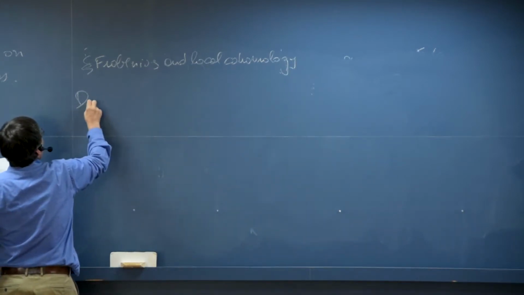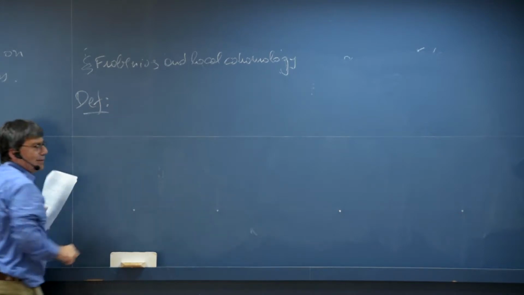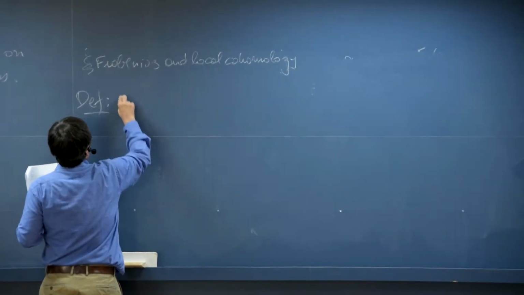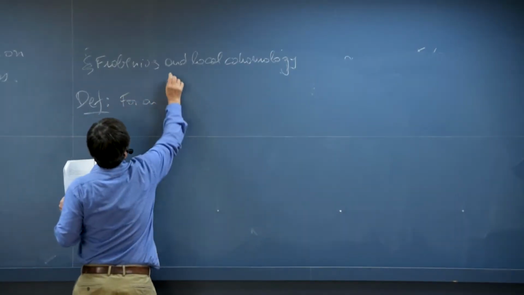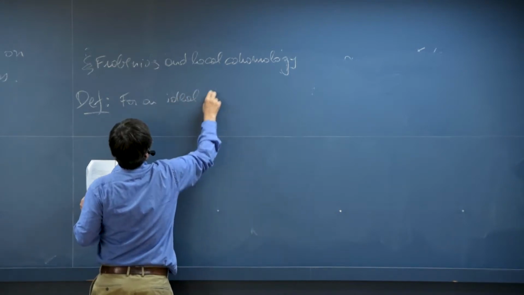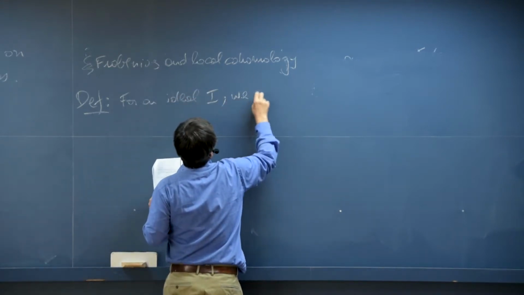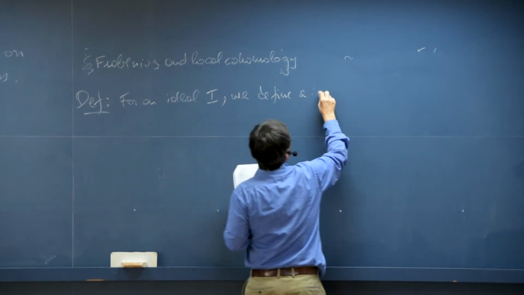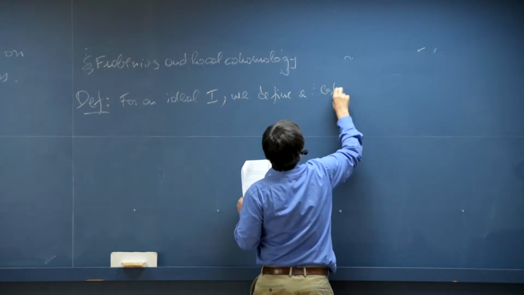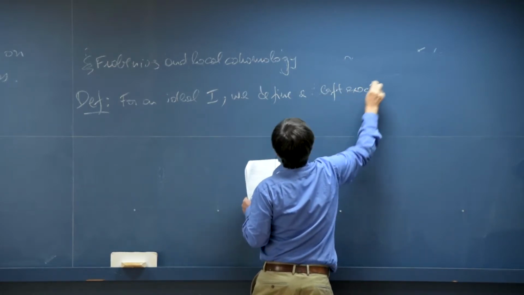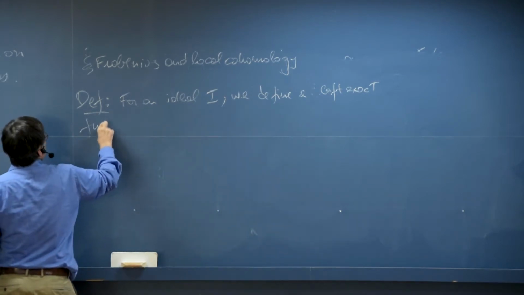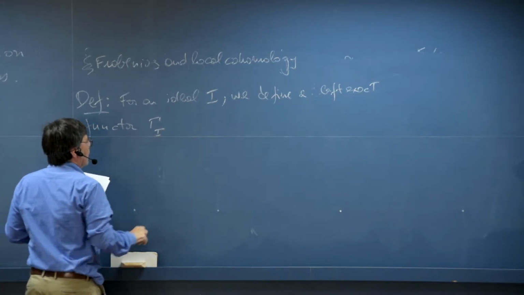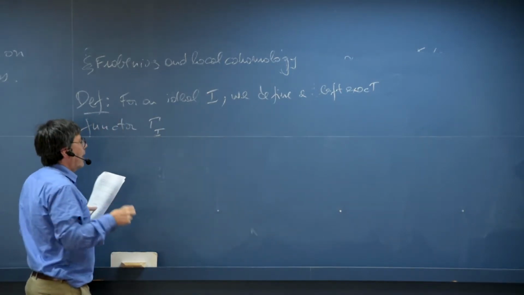So here's what local cohomology is, formally, but if you haven't seen this before, this is going to make very little sense. So for an ideal I, we define a left exact functor, which I'm going to call gamma I, which is going to take R modules to R modules.